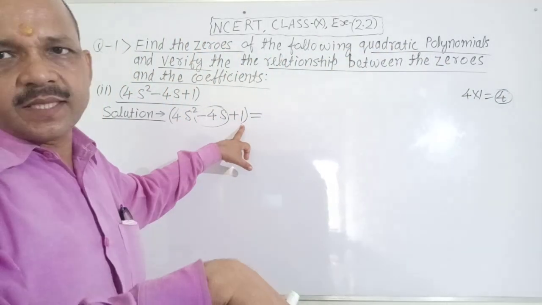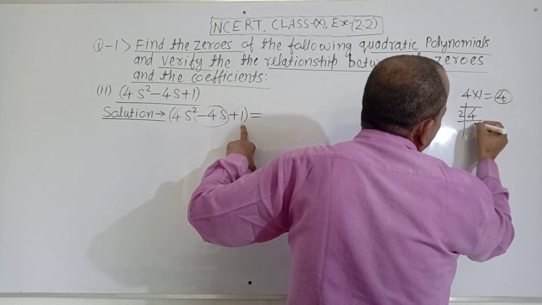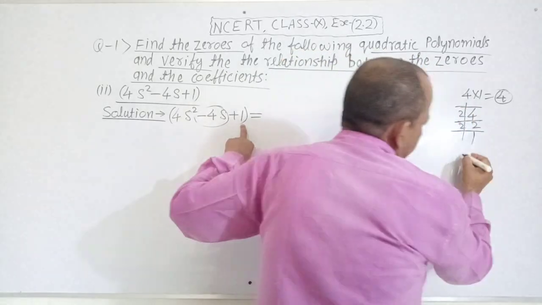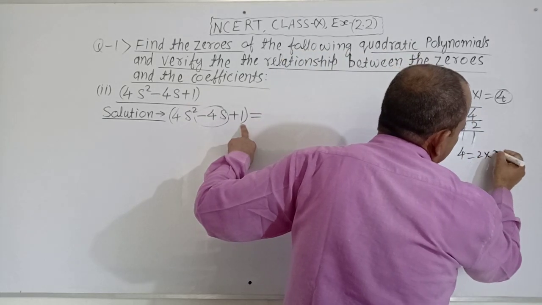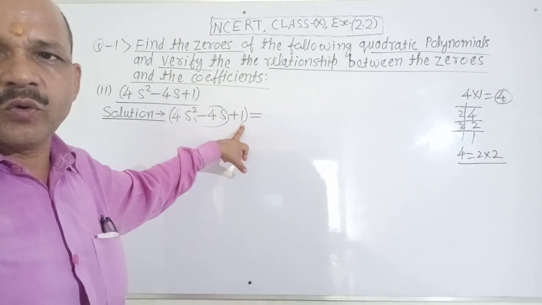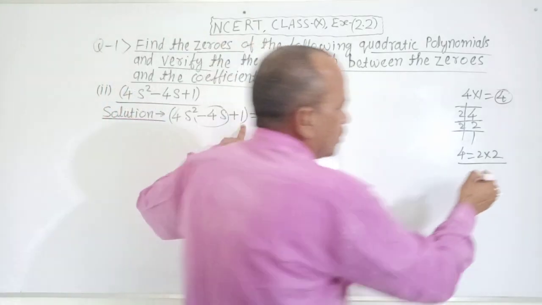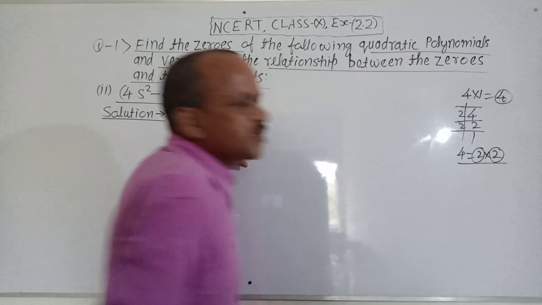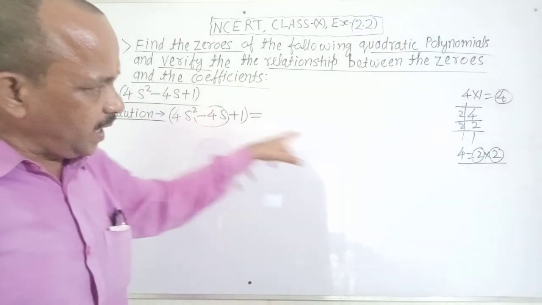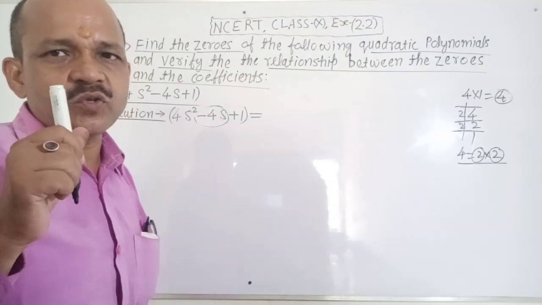You factorize 4. 4 divided by 2 you find 2. 2 divided by 2 you find 1. It means 4 equals 2 multiply 2. It is the factor of 4. Clear? You make 2 pairs of factors of 4, first pair and second pair. Now you split the middle term with the help of the factors of 4. It is clear? No confusion about it?